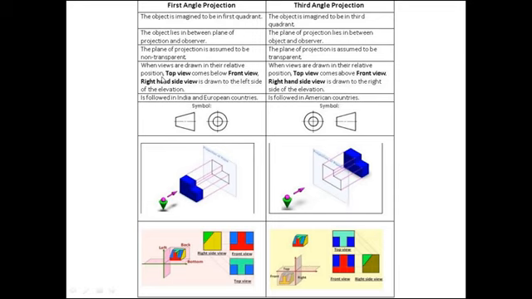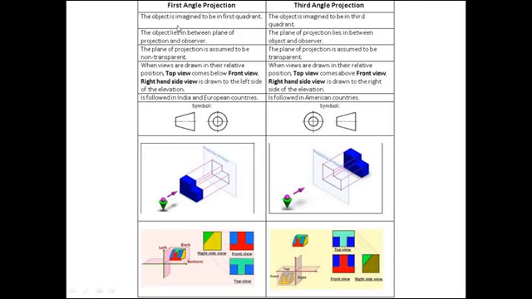When views are drawn in their relative position in first angle, the top view comes below the front view, and the right hand side view is drawn to the left hand side of the elevation. In third angle, when views are drawn in their relative position, the top view comes above the front view, and the right hand side view is drawn to the right hand side of the elevation. So this is the main difference.